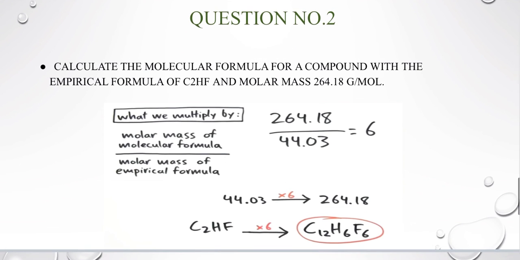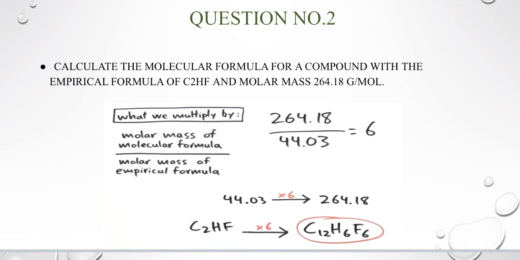The second question: calculate the molecular formula for a compound whose empirical formula is C2HF. So for C it is 2, for H it is 1, which is not needed to be written, and also F is 1, which is not written, as usual. And the molar mass is 264.18 gram per mole. So again, the same thing.